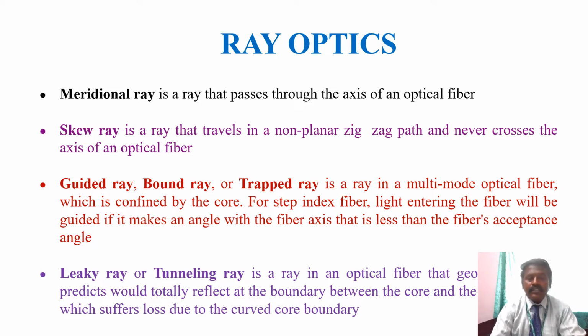The fourth method is called leaky ray or tunneling ray. It is a ray in an optical fiber that geometrically is predicted to be totally reflected at the boundary between core and cladding, but which suffers loss due to the curved core boundary. Then it is called a leaky ray. So in ray optics, we have four different ray methods: meridional ray, skew ray, guided or bounded or trapped ray, and fourth, leaky ray or tunneling ray.